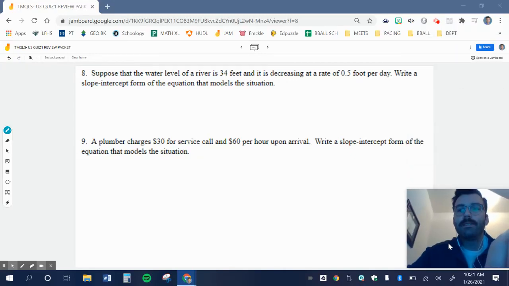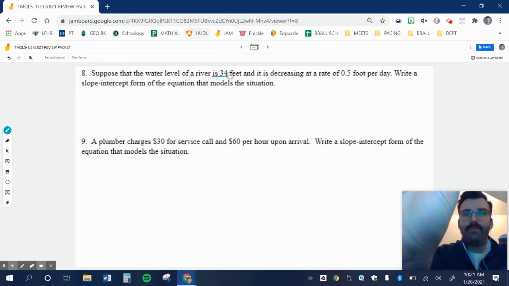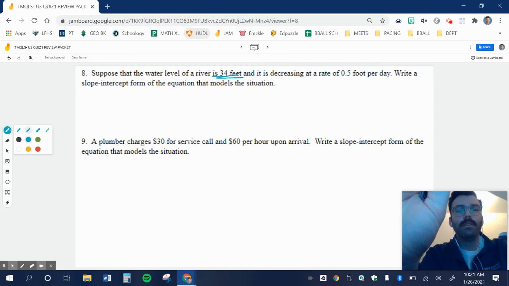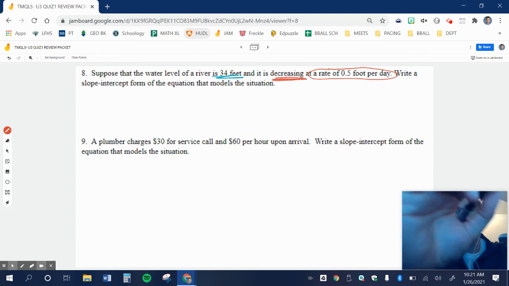All right, these next two, 8 and 9. Here we go. Suppose the water level, we're talking word problems now. The water level of a river is 34 feet. Okay, it's decreasing at, what's that word that it uses? A rate of half a foot per day. A rate of half a foot per day, and it says it's decreasing.